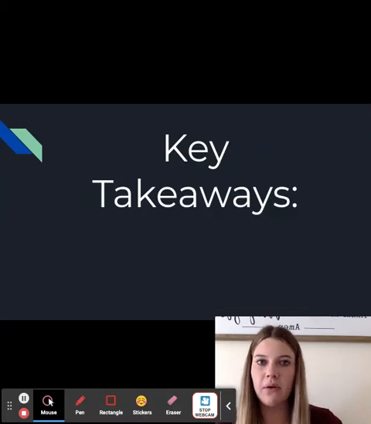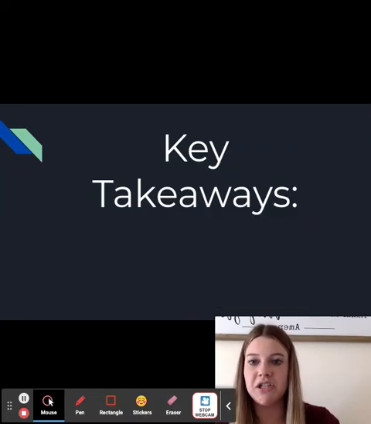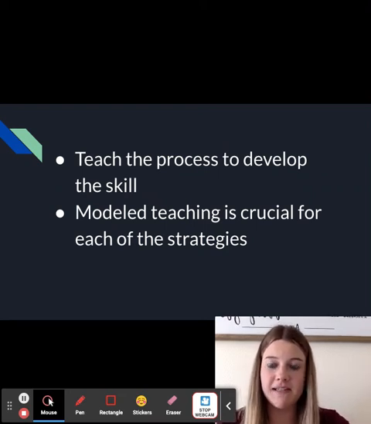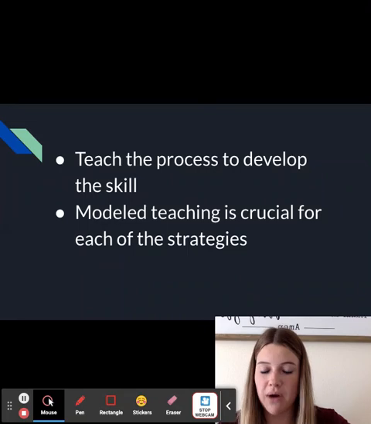Some key takeaways with this presentation. So first, you must teach the process to develop the skill. I had a college professor that would say this quite a bit. So what this means is that these are all just strategies. These are some things that we want our students to be able to do, but we need to teach it in order to develop it.